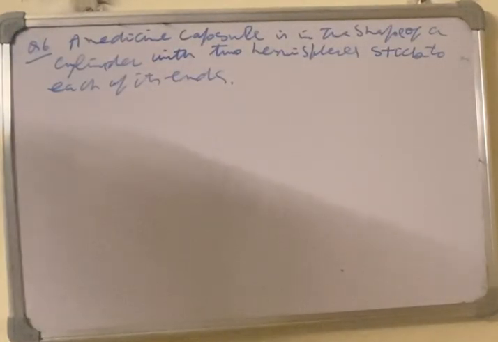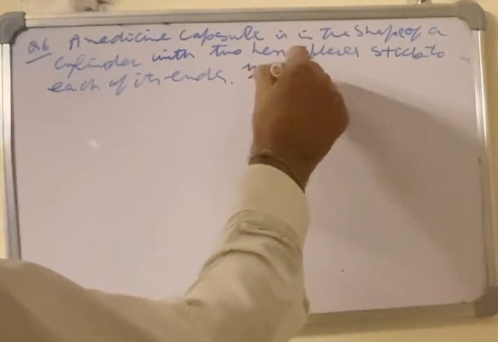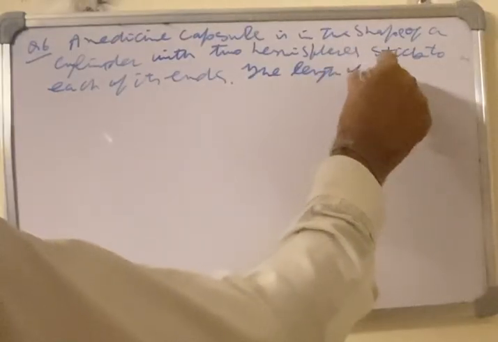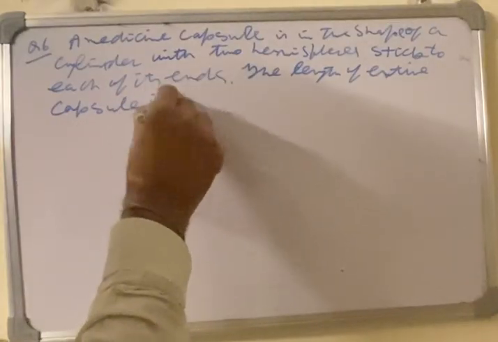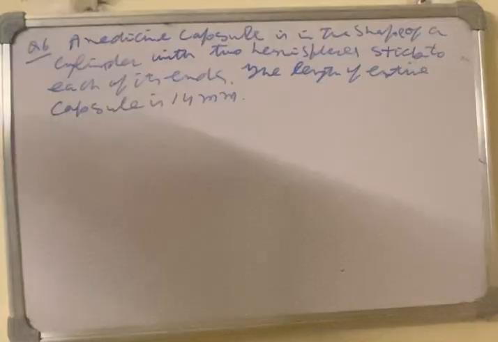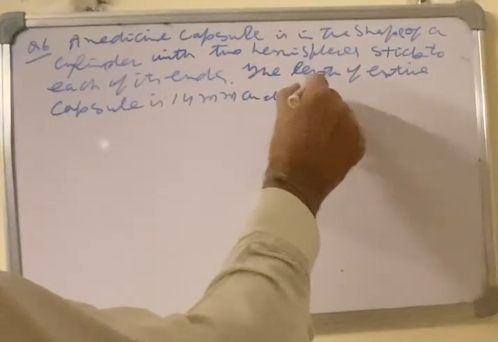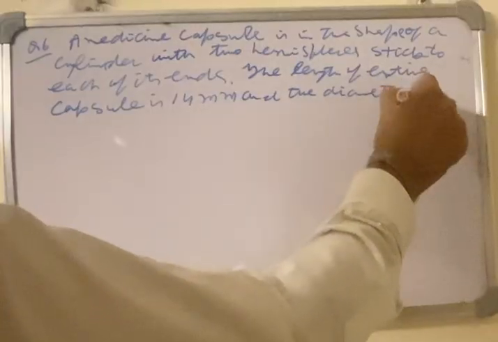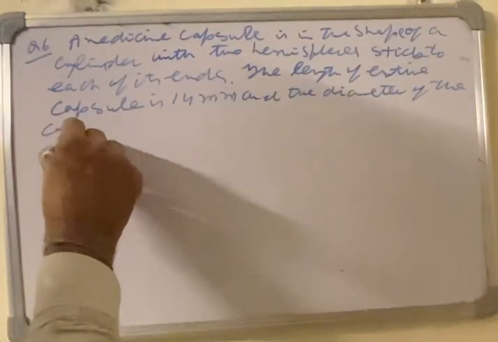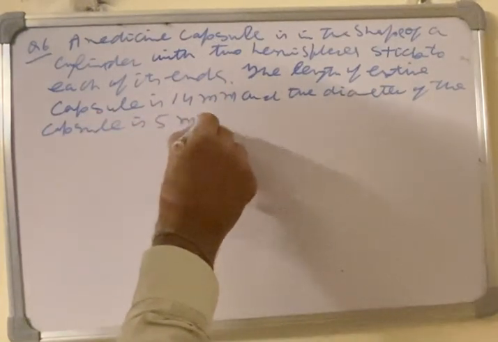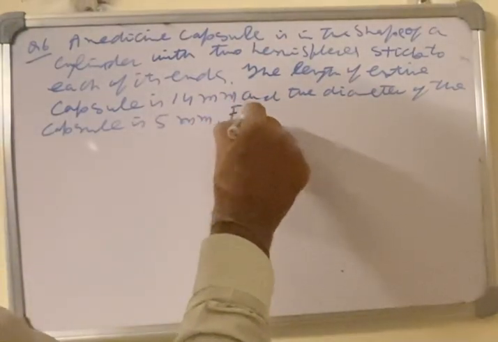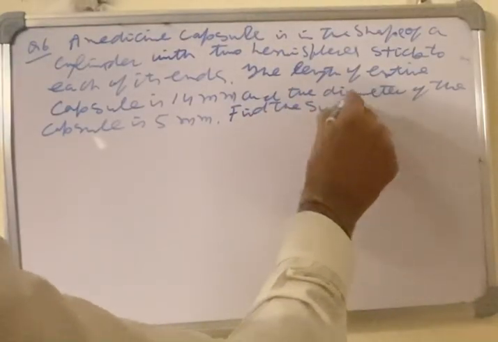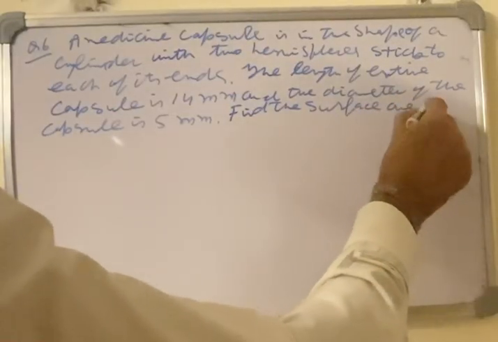The length of the entire capsule is 14 mm, and the diameter of the capsule is 5 mm. Find the surface area of the capsule.